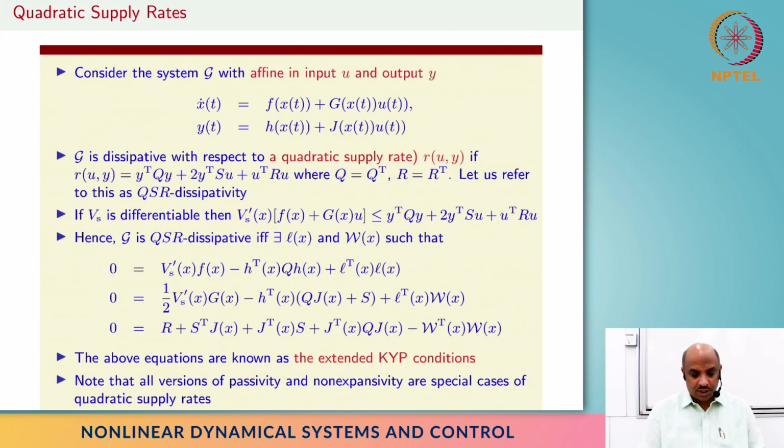So anyway, it's not a surprise that all the versions of passivity and non-expansivity are a special case of quadratic supply rates. What I mean by that is basically when Willems was probably putting everything together, he wanted to ensure that this quadratic supply rate is defined so that at least it will cover some of the standard cases, and then eventually hoping for these kinds of KYP conditions.